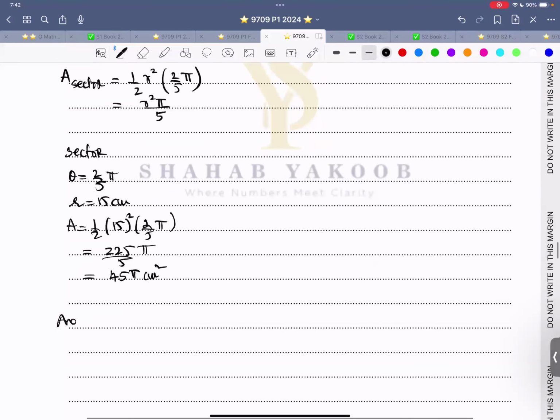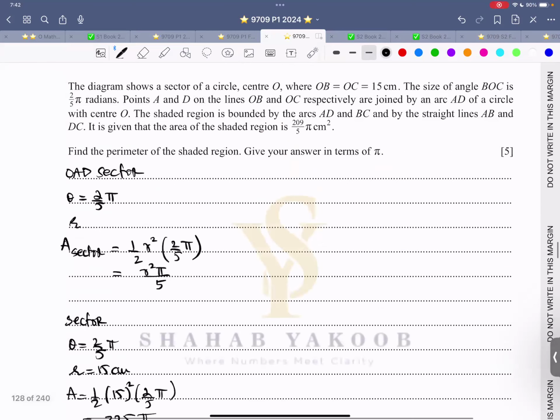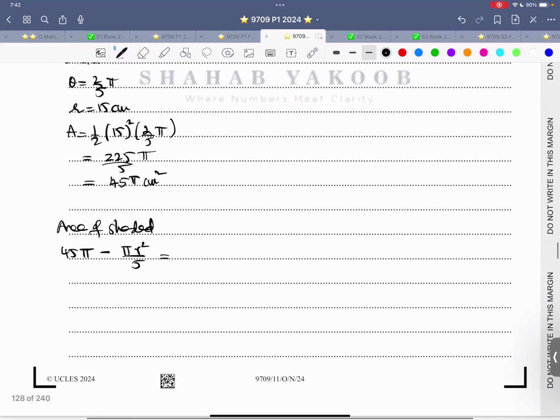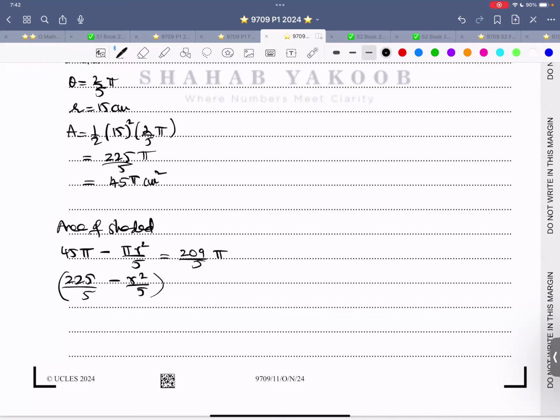Therefore, area of shaded, that is 45 pi minus pi r square over 5. This equals to how much? This equals to 209 over 5 pi. So 5 into 45, I can even use this, 225 over 5 minus r square over 5. Pi is common, and this is equals to 209 pi over 5.